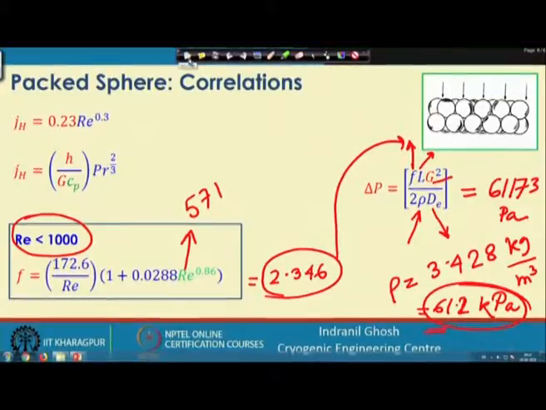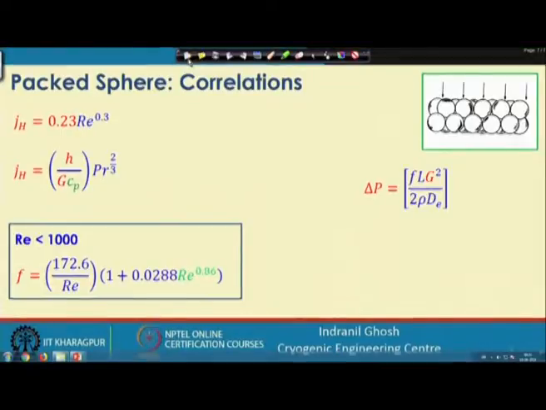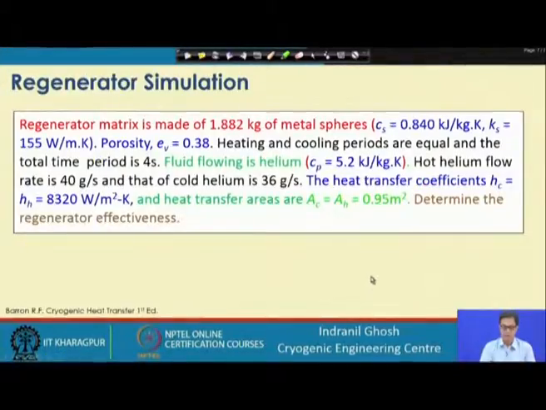So, like that, depending on the regenerator matrix material, we have to calculate the pressure drop and the heat transfer coefficient as necessary for the design or the simulation. So, now we will go back to our discussion on the simulation of the regenerator. Here comes the problem. We have taken it from Barron's cryogenic heat transfer book, and it is a valve type regenerator, a fixed bed regenerator.